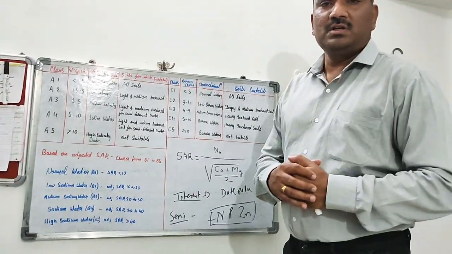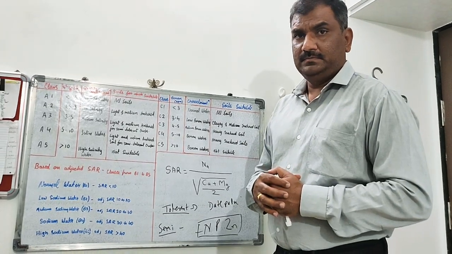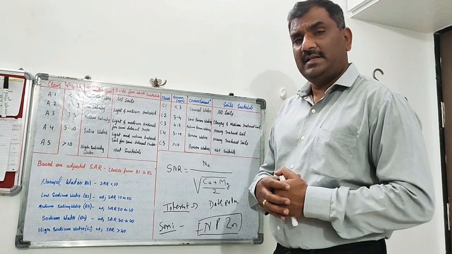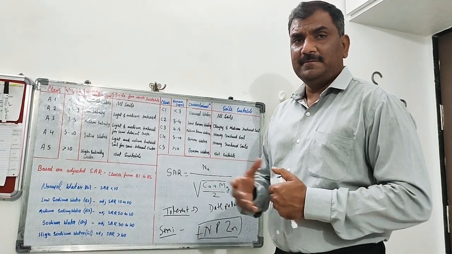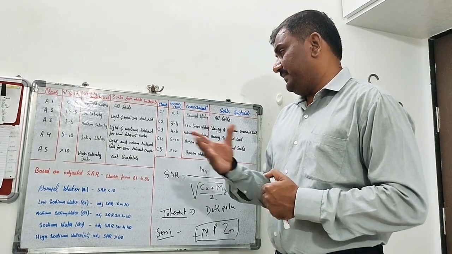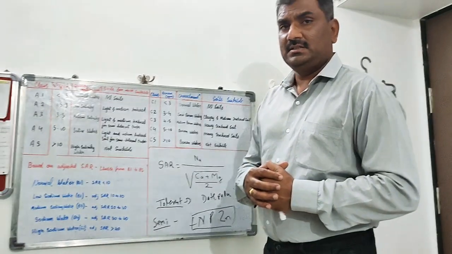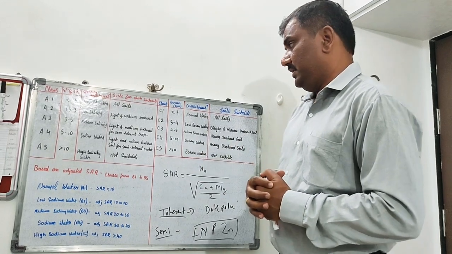TSS, total soluble salts, represents the amount of salts present in the water, like calcium carbonate, sodium carbonate, calcium chloride, like that, which ultimately have a detrimental effect on soil, particularly soil physical properties, that is its availability of nutrients and aeration, all that.